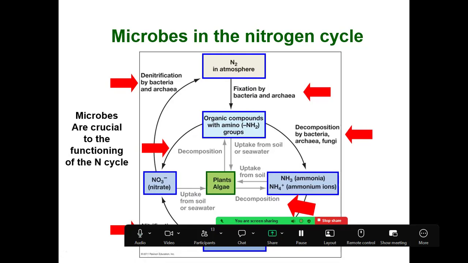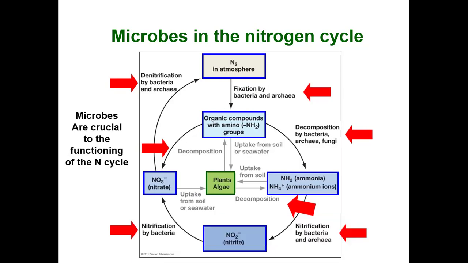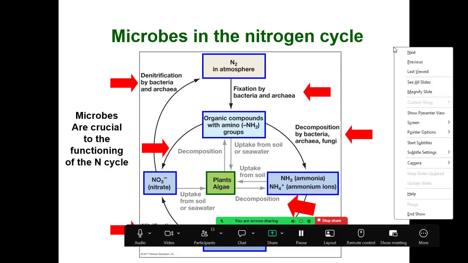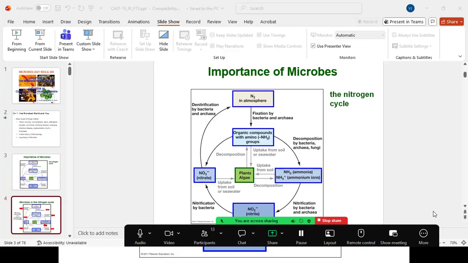Any questions about that? Obviously, it's showing you that the nitrogen cycle is only happening because of the action of microorganisms. So microbes are extremely important in the functioning of the nitrogen cycle. Any question about any of that?